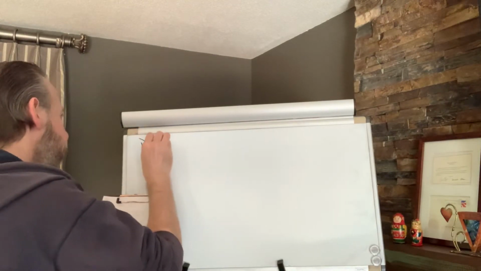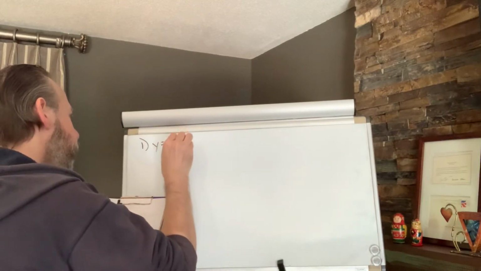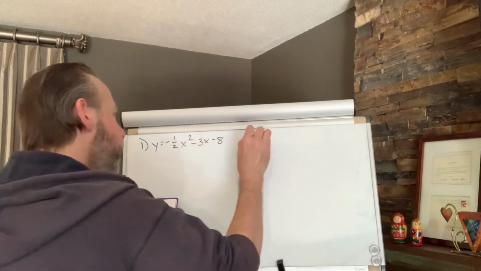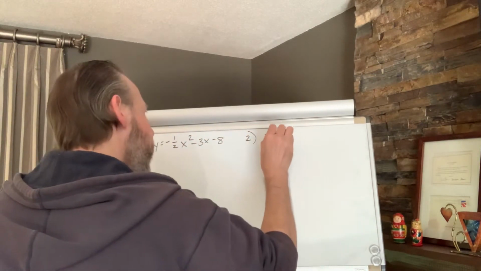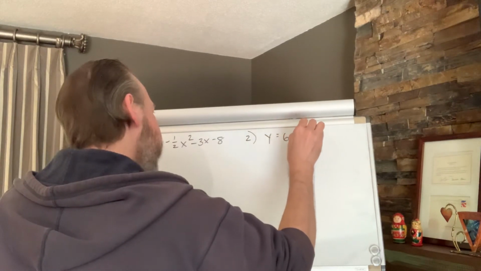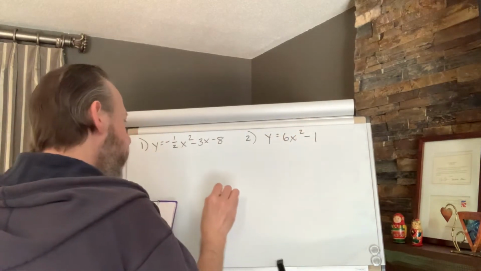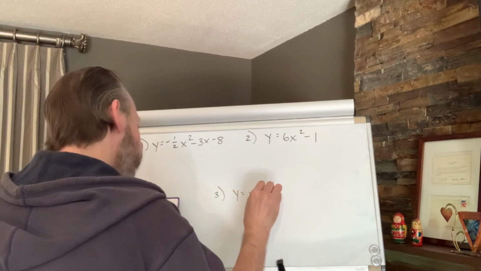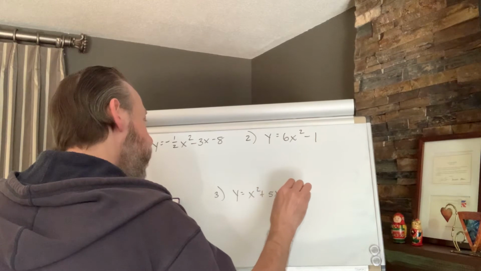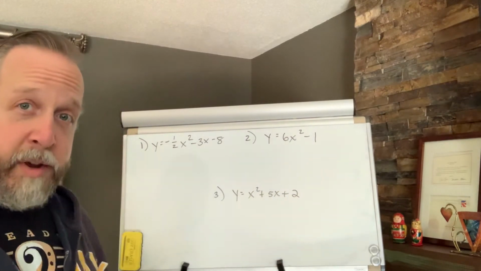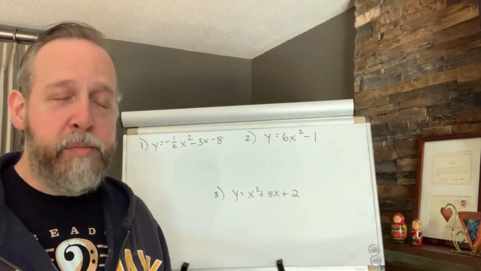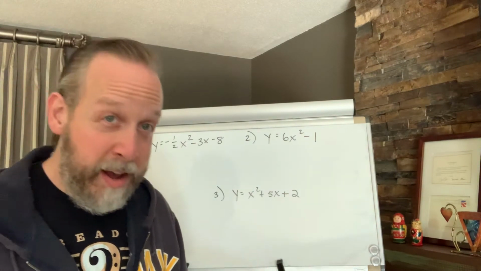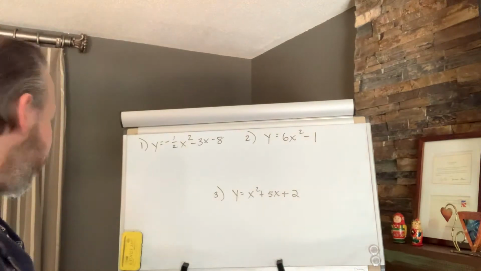Number 1 is y equals negative 1/2 x squared minus 3x minus 8. Number 2, y equals 6x squared minus 1. And number 3, y equals x squared plus 5x plus 2. Now I'm going to ask you to pause the video, solve them, and then play when you're ready. Pause now. Welcome back. Let's solve the 3.